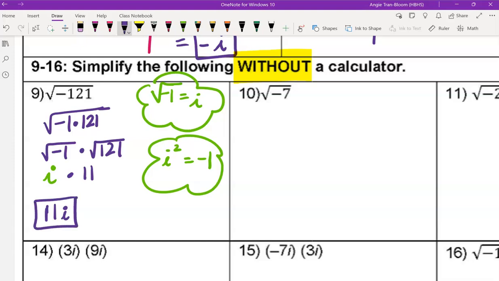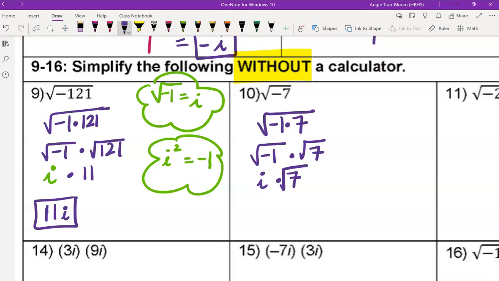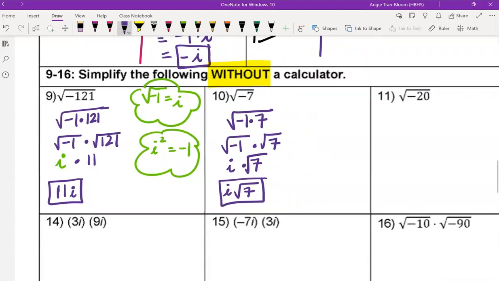All right, let's go a little bit faster now. First, write it as negative 1 times positive 7. Break it up as square root of negative 1 times square root of 7. 7 is not a nice square number, but square root of negative 1 is i. So times square root of 7. So we can write it as i times square root of 7. The only time that the number is going to be in the back, guys, is when it's not a whole number.